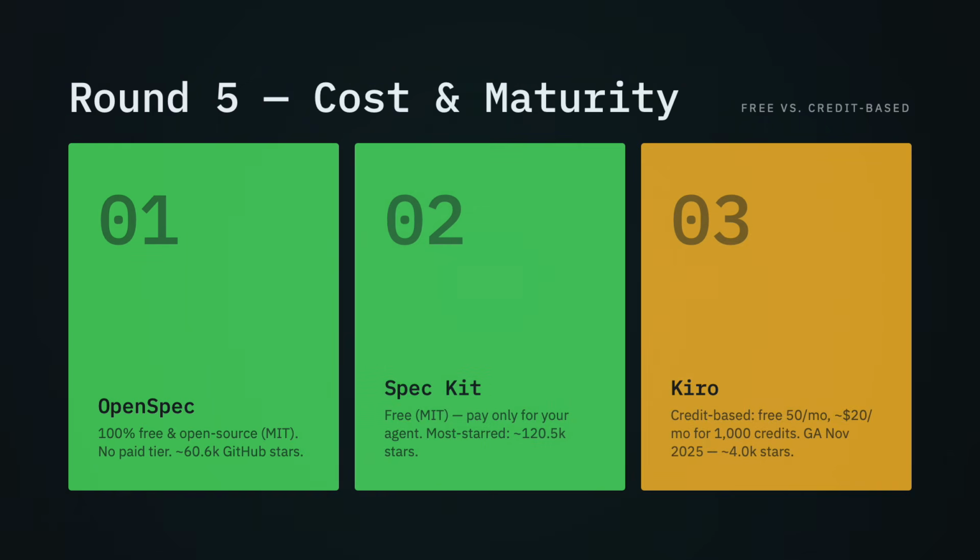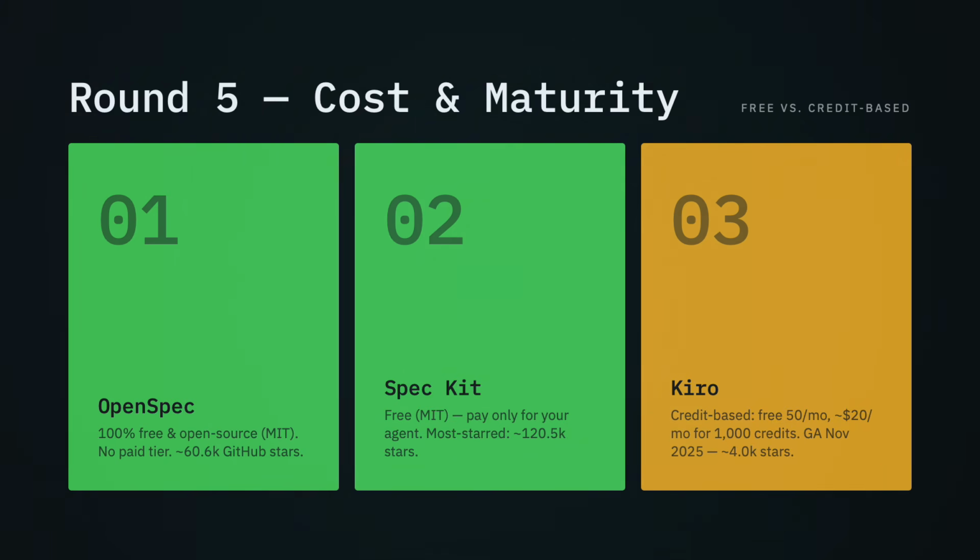Round 5. Cost and maturity. OpenSpec is 100% free and open source, with no paid tier, and has roughly 60,600 stars on GitHub. GitHub Spec Kit is also free as a toolkit, though you're still paying for whatever coding agent you plug into it, and it's the most starred of the three at roughly 120,500 stars.